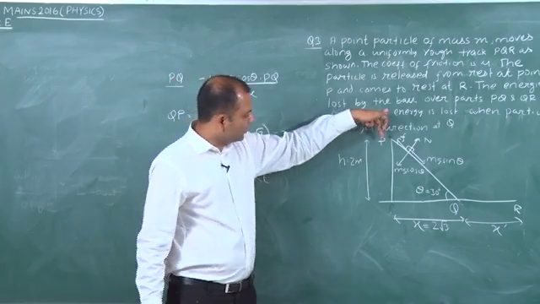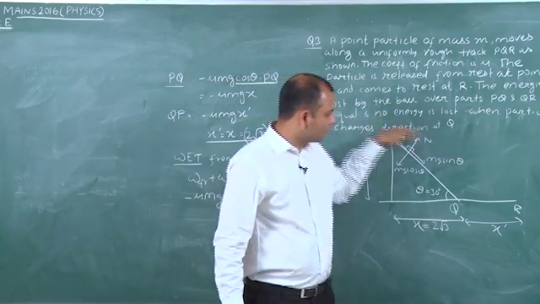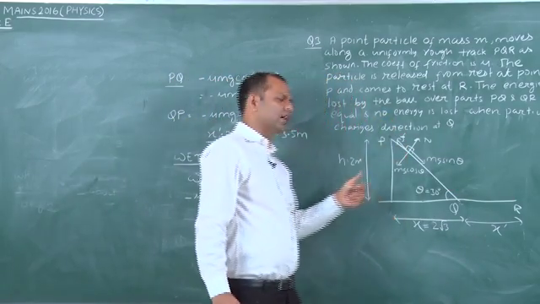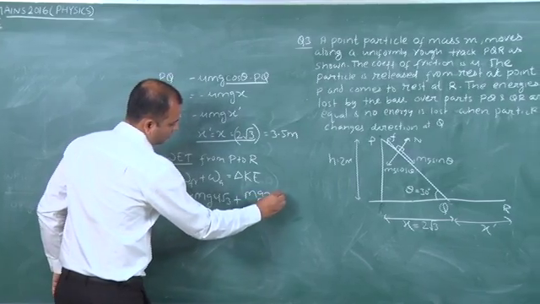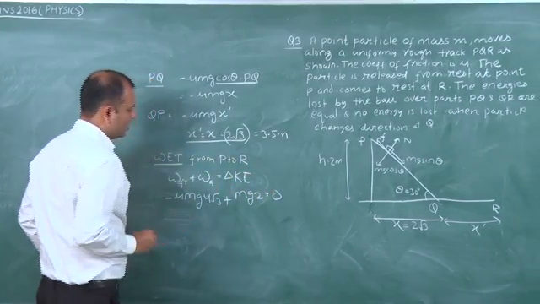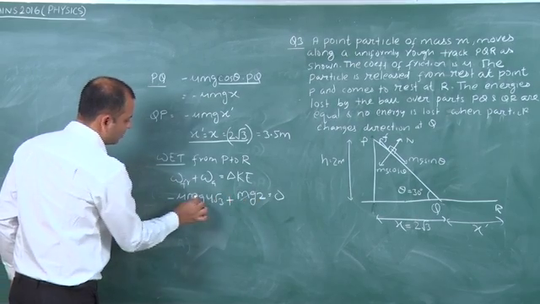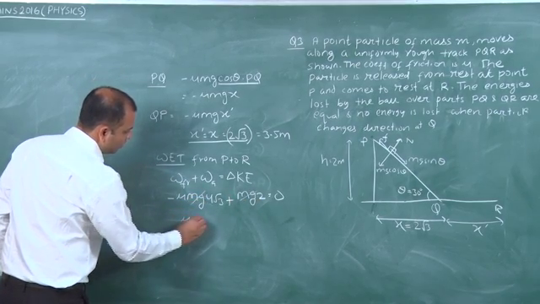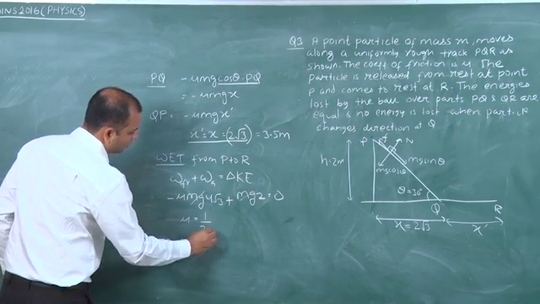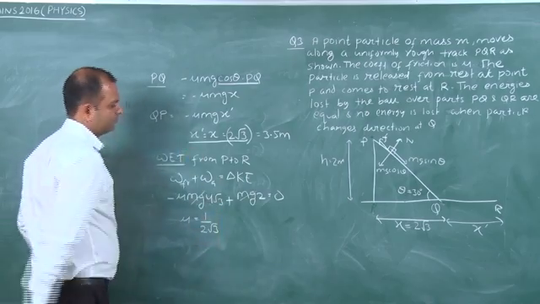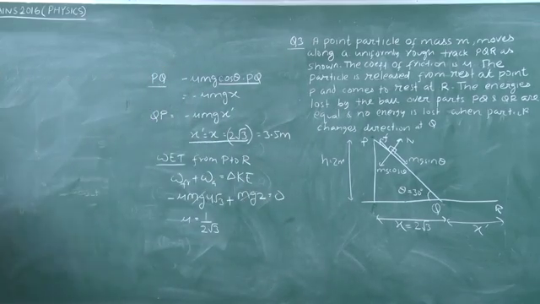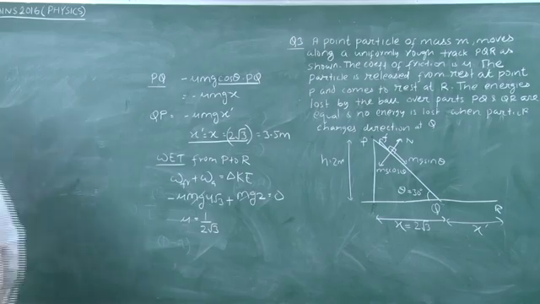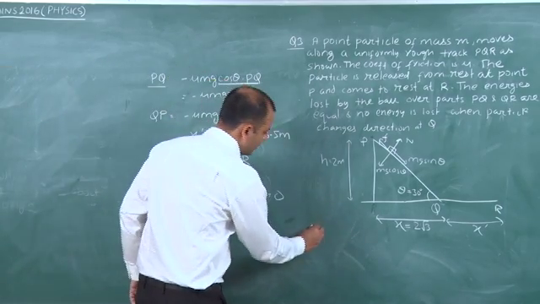Well, the force is mg and the displacement in the direction of mg in moving from P to R is simply 2 meter, mgh. So, it is plus mg into 2, equal to 0. So, from here you can see that you just simply cancel out mg, you will get mu equal to 1 by 2 root 3. So, the correct option for this is option 3.